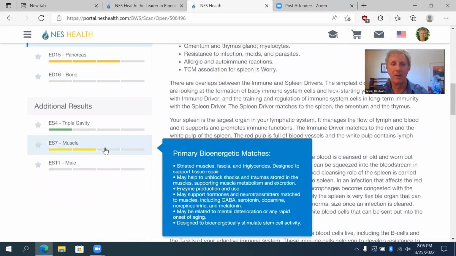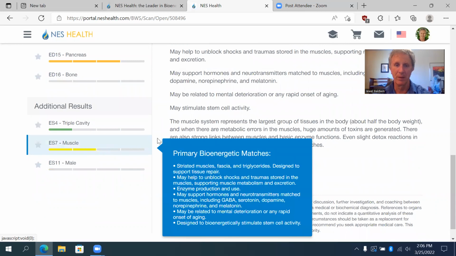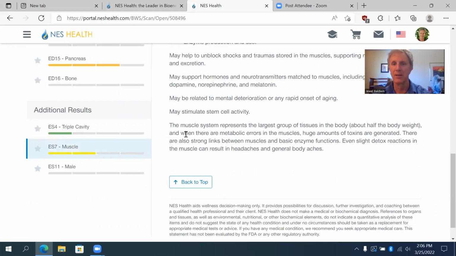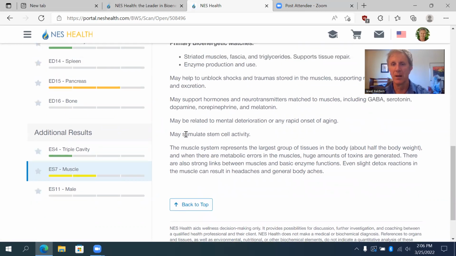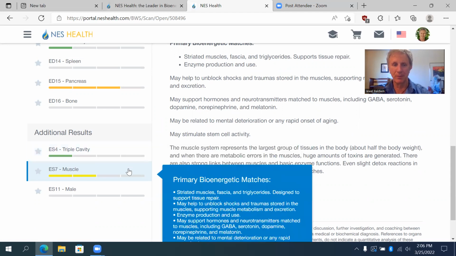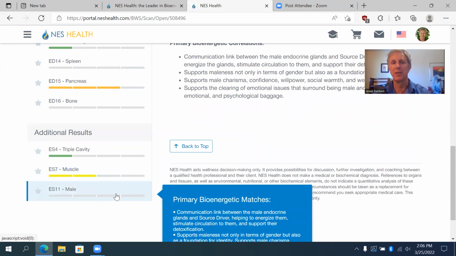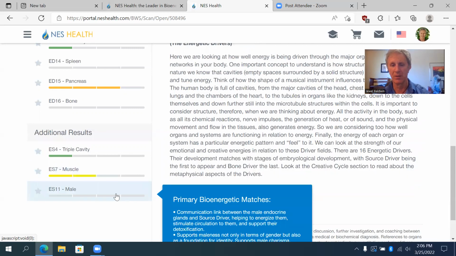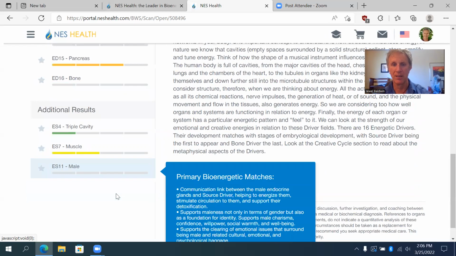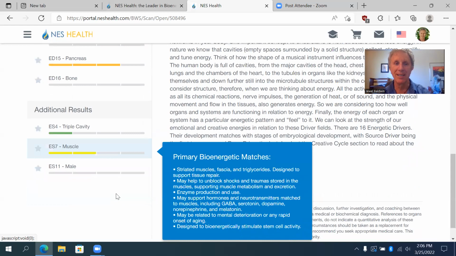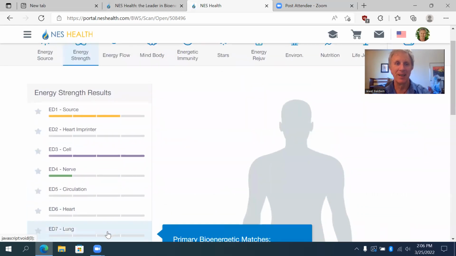Muscle Star, there are two more items here. Muscle Star relates to the muscles, but also the neurological system. It's called Muscle Star, but it does relate to mental degeneration, onset of aging, Alzheimer's, things like that, and stem cell activity. And the last one here is male. If a woman were doing the scan, it would be female. It relates to hormones, male hormones in this case.